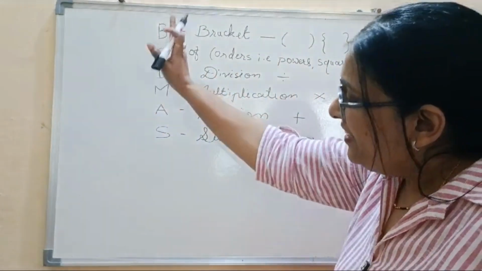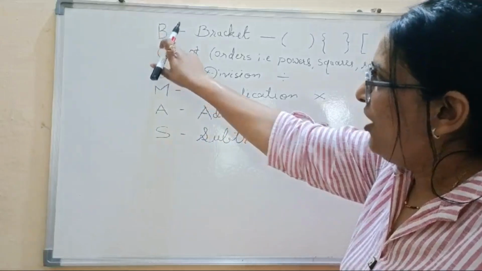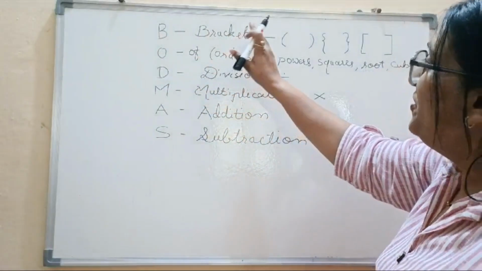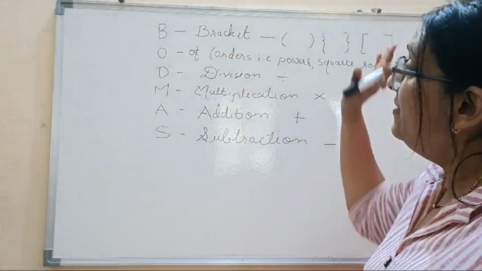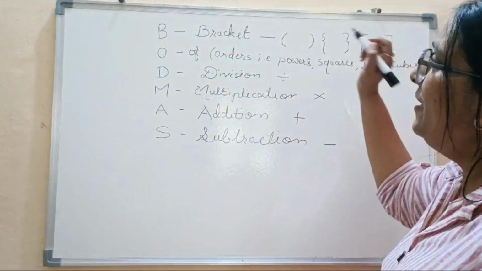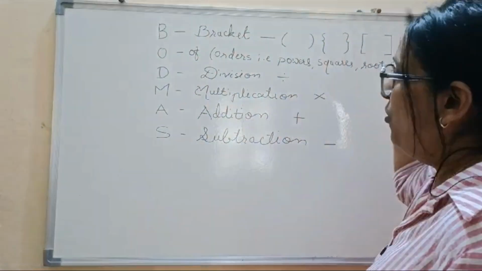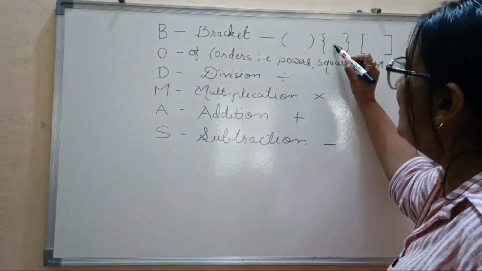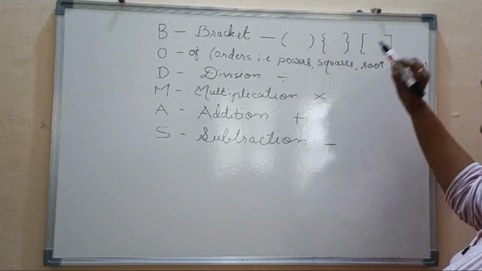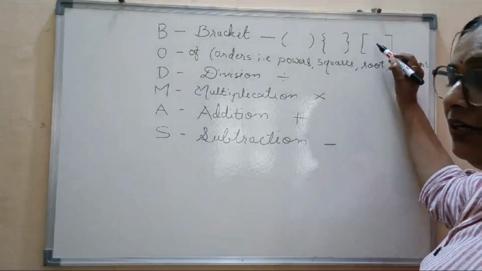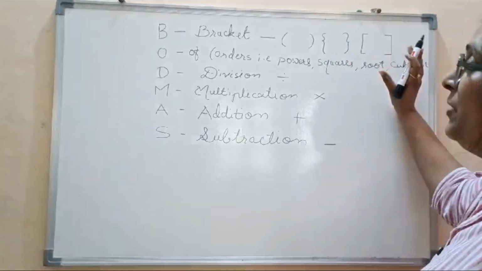BODMAS. In this BODMAS, B stands for bracket. There are four types of brackets. First one is a line bracket, then open bracket or small bracket. Next is curly bracket or middle bracket. And last one here, square bracket or big bracket.